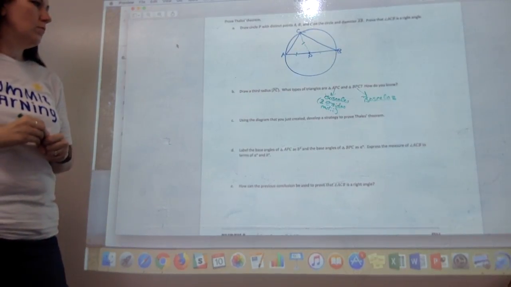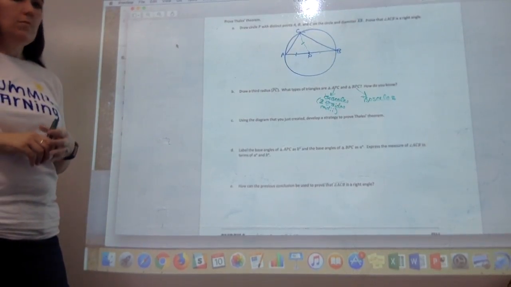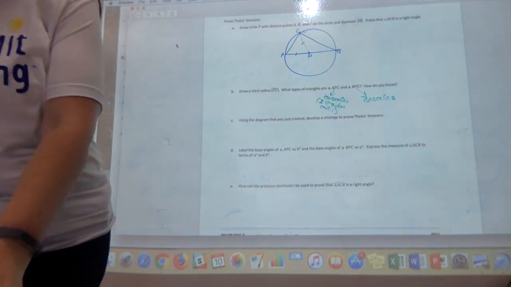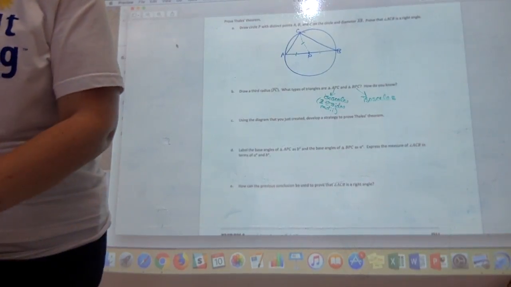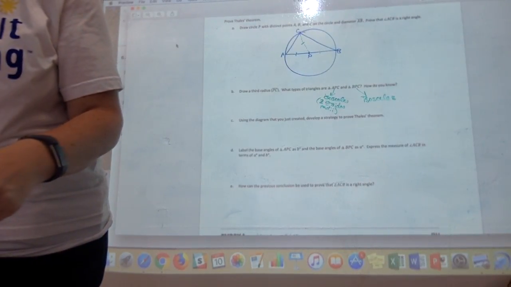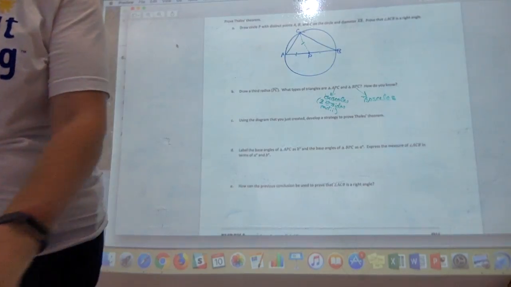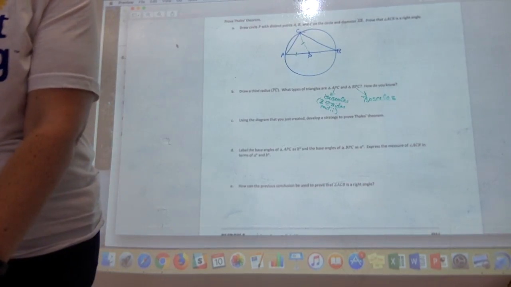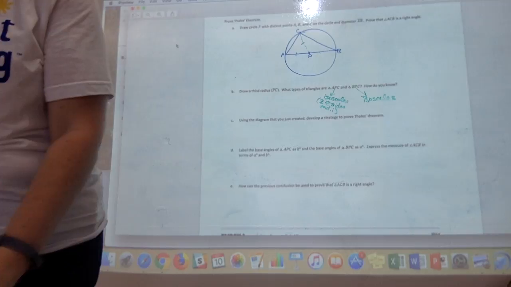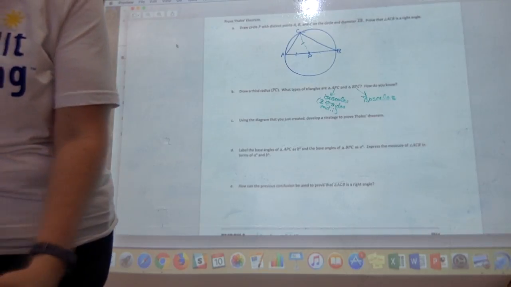Isosceles. Such a strange word. Cool shirt. Thanks. They gave us these at one of the last ones.